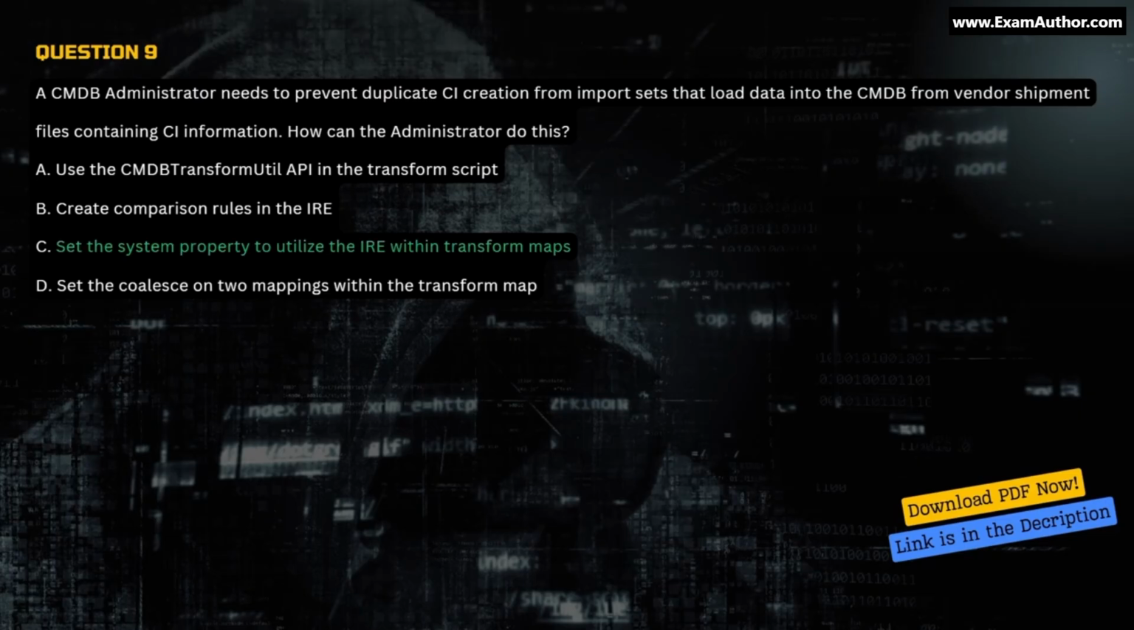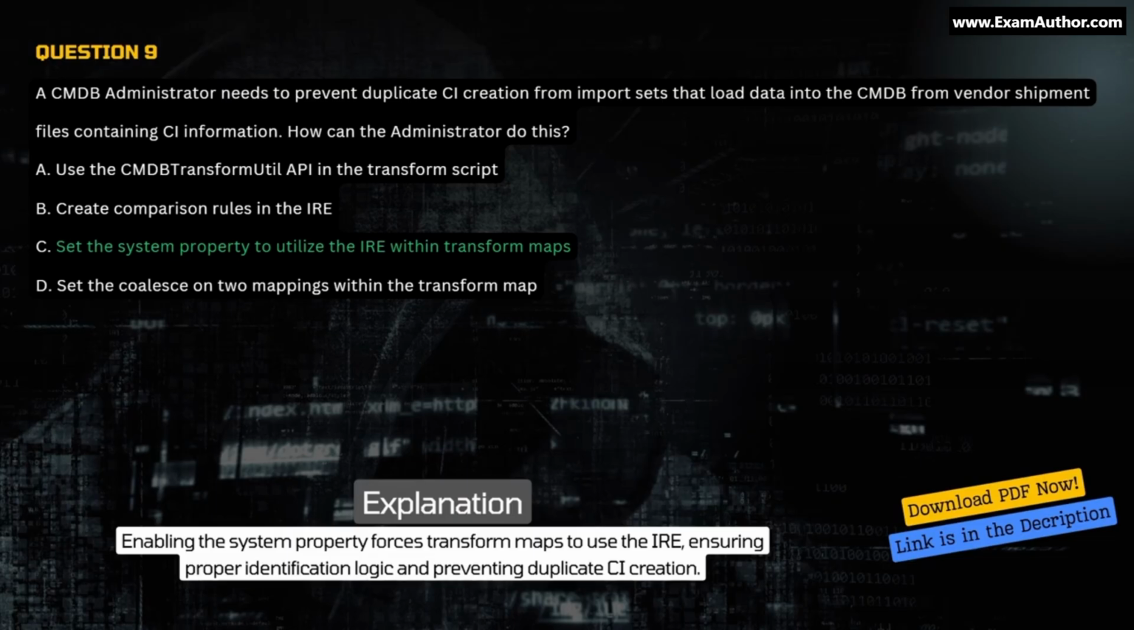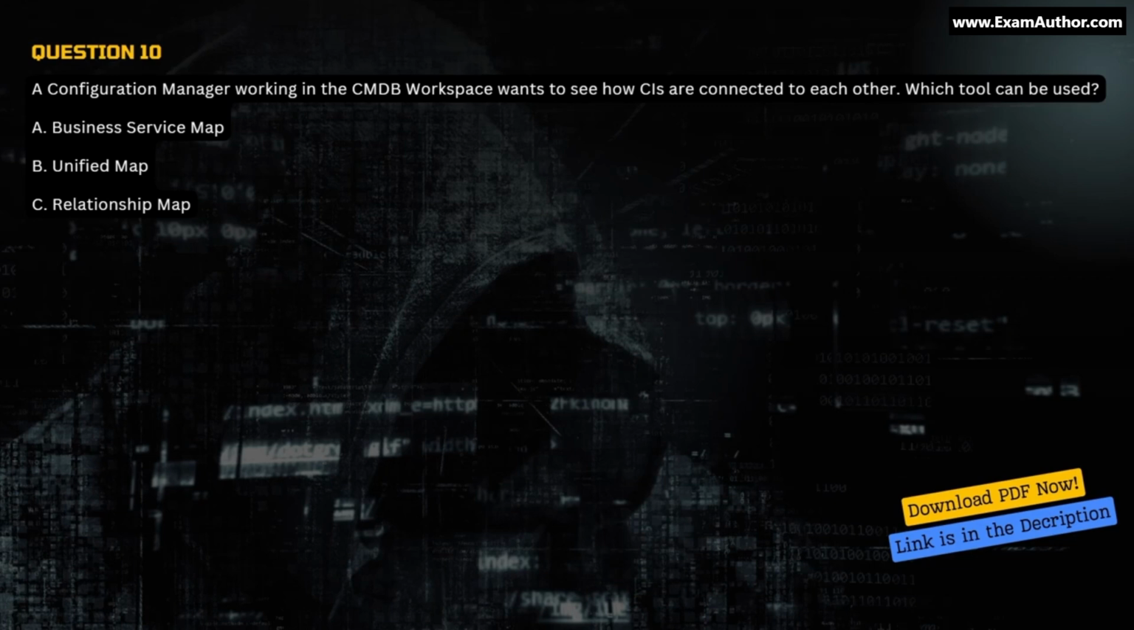Correct answer, C. Set the system property to utilize the IRE within Transform Maps. Explanation. Enabling the system property forces Transform Maps to use the IRE, ensuring proper identification logic and preventing duplicate CI creation. Question 10. A configuration manager working in the CMDB workspace wants to see how CIs are connected to each other. Which tool can be used?